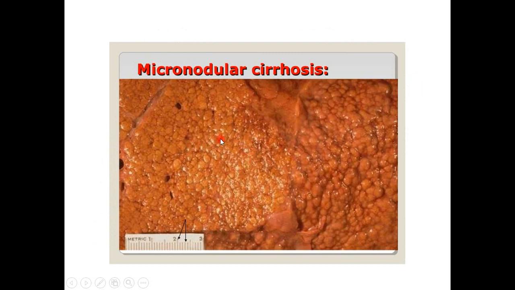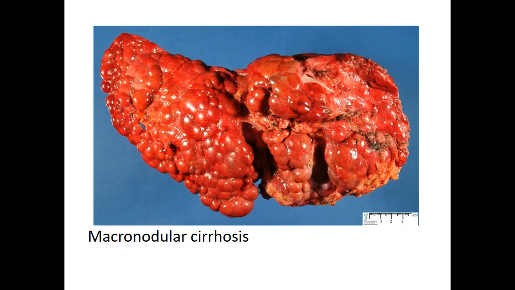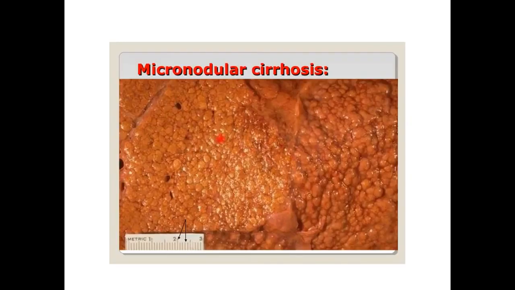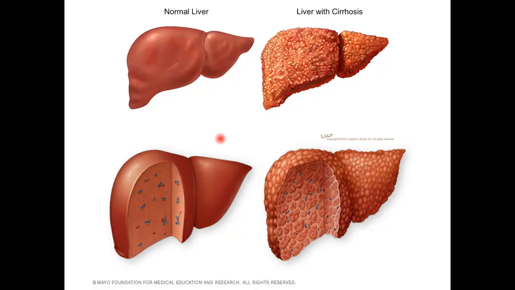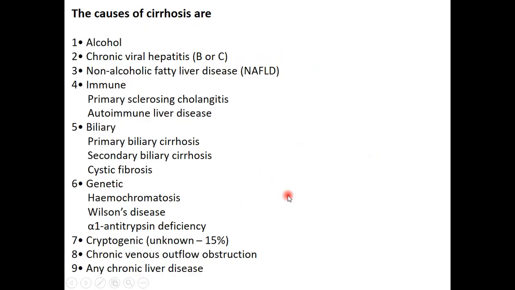This is micronodular cirrhosis, with a size of 1 millimeter in diameter, and this is a larger nodule, so this is macronodular. This is what we see in alcoholic cirrhosis, and these are the other causes, for example infectious causes like hepatitis. So this is a normal liver next to a nodular liver, and this is a cross section, where we see loss of the normal liver architecture with fibrosis and scarring.